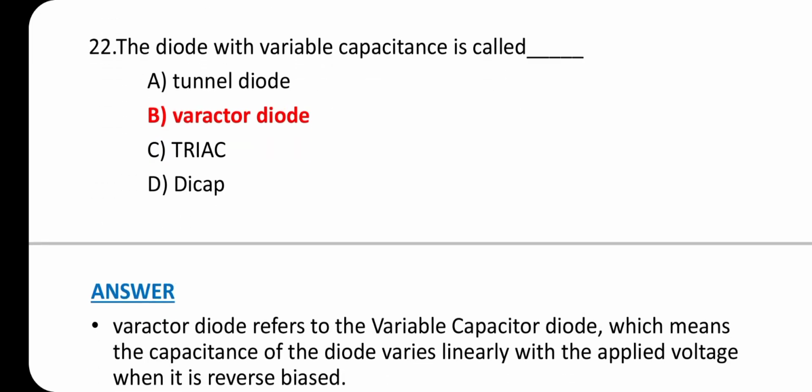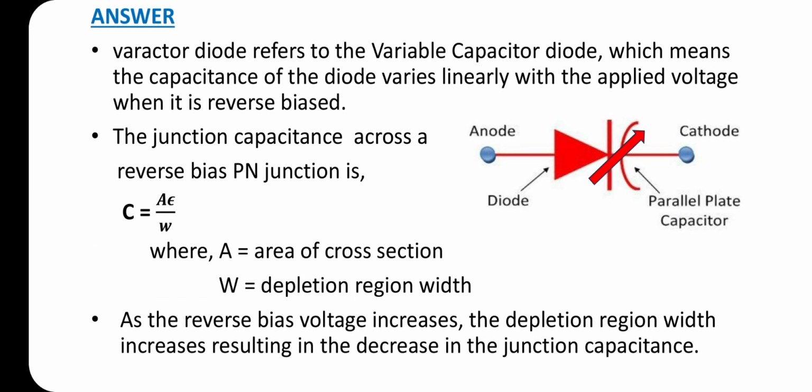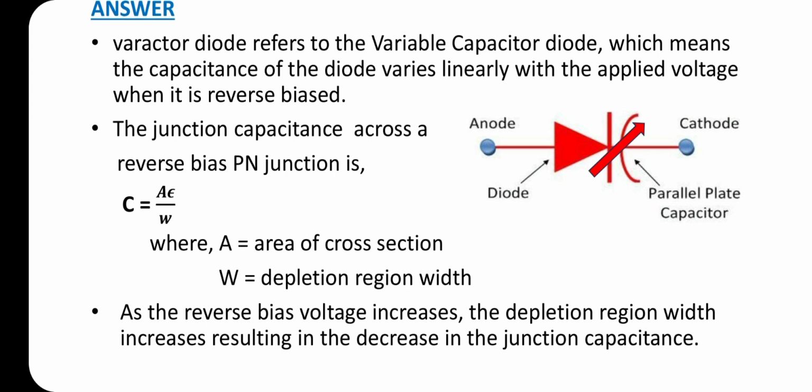22nd question. The diode with variable capacitance is called, answer is option B, varactor diode. Varactor diode refers to the variable capacitor diode, which means the capacitance of the diode varies with the applied voltage when it is reverse biased. This is the symbol of a varactor diode.